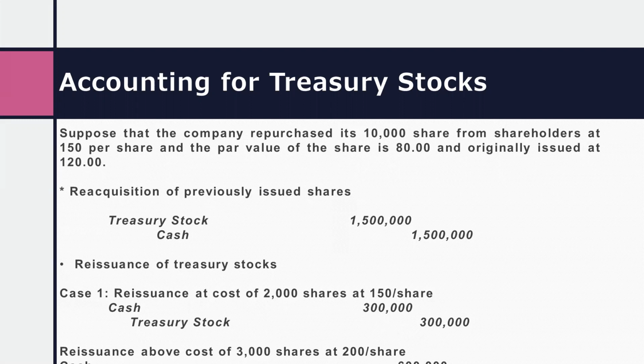So say, for example, they are going to reissue it. If they reissue the treasury stocks, what happens? Say, for example here, assuming that they are going to reissue 2,000 shares at cost. They repurchased it at 150 pesos per share, so they reissue it also at 150 per share. If that's the case, then we simply debit cash at 300,000, that's 2,000 times 150, and credit treasury stock.